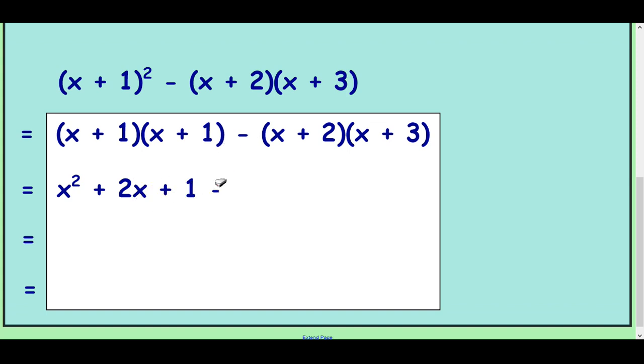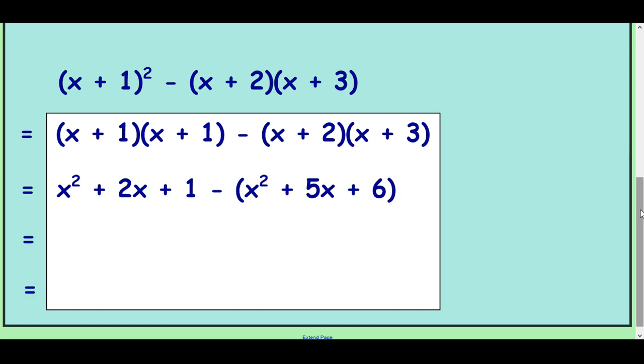Now because I've got a takeaway in front of this bracket, I'm going to multiply all this out, but I'm going to leave it inside a bracket and then multiply it through by the negative. So keep it in one big bracket. I'll show you what I mean by doing this. So x times x is x squared, x times 3 is 3x, and then there's going to be a 2x here, which is going to give me a 5x, and 2 times 3 is 6. Remember to multiply these numbers and not add them.